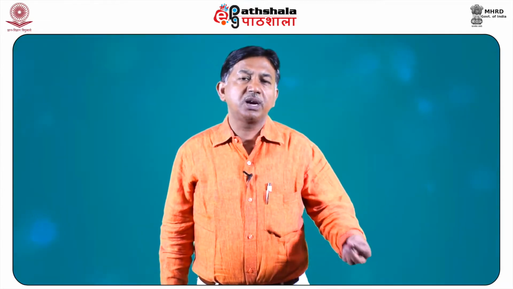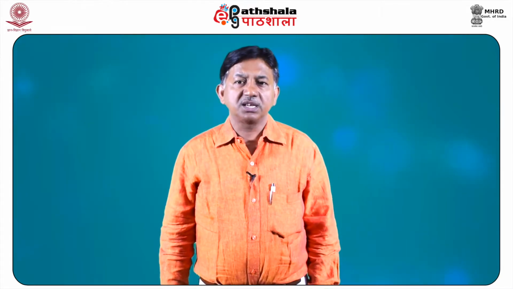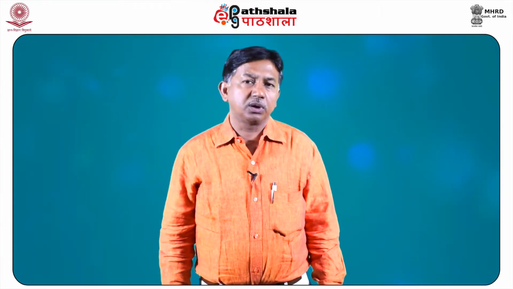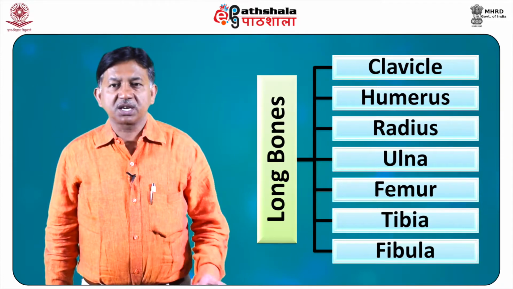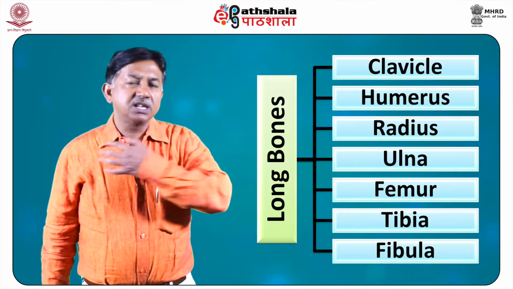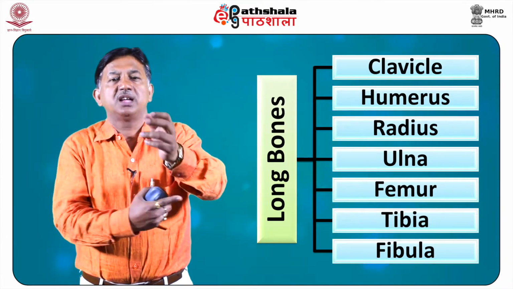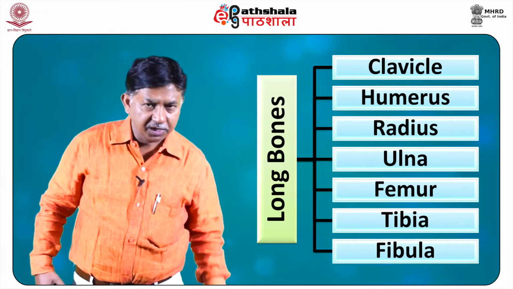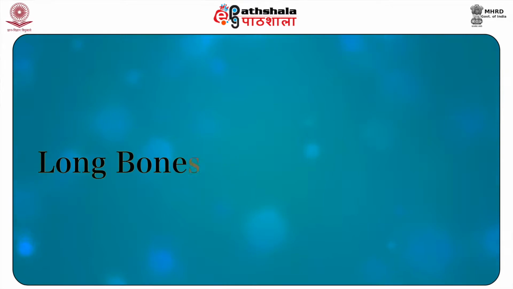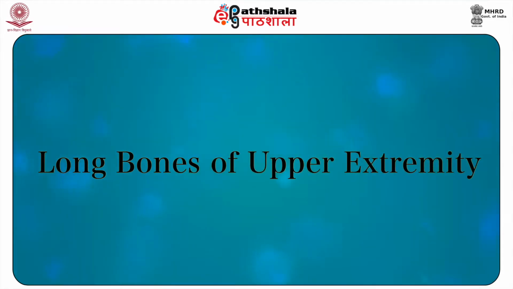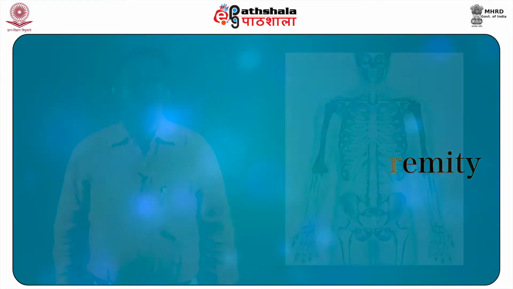The bend usually takes place in double planes, thus giving a larger strength to the bone. The bones included in this category are the clavicles, the humerus, the radius, the ulna, the femur, the tibia and fibula. Now let's see the long bones of the upper extremity in detail.